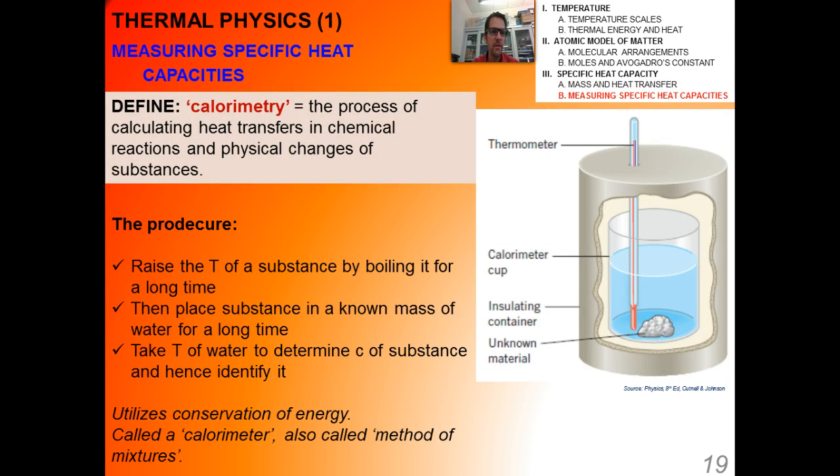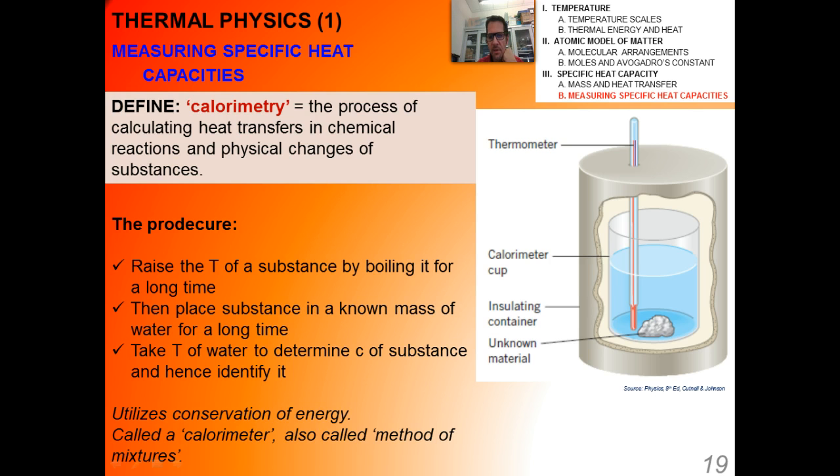So the way that we measure specific heat capacities is actually pretty ingenious. We'll do this in class. We'll do a lab. And to understand how this process works, you need to understand the term calorimetry. It's the process of calculating specific heat transfers in chemical reactions and physical changes of substances. So the way that we do it is this. We take a particular substance, say this unknown material right here. We put it in boiling water for a long time. Therefore, the temperature of that substance is going to be 100 degrees Celsius.